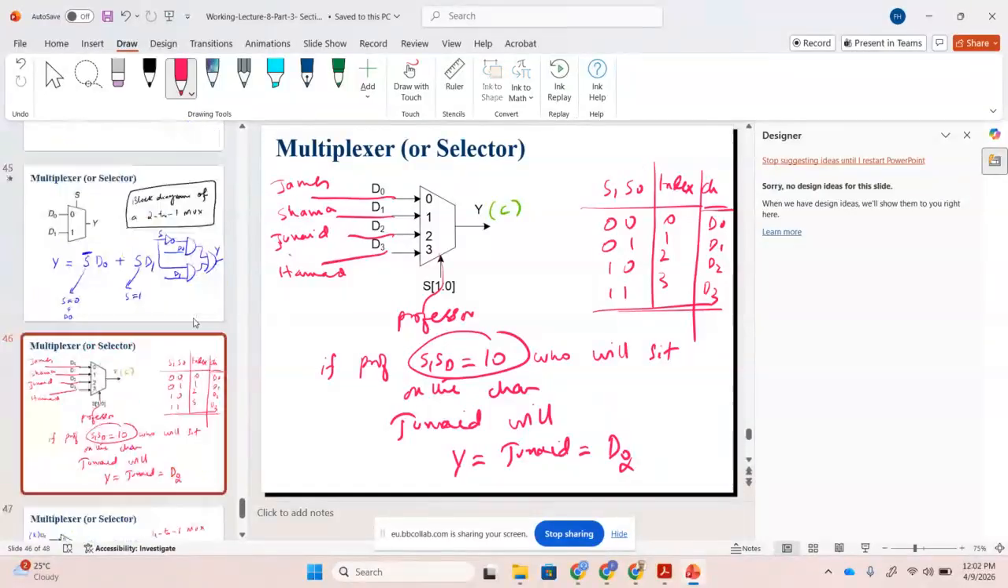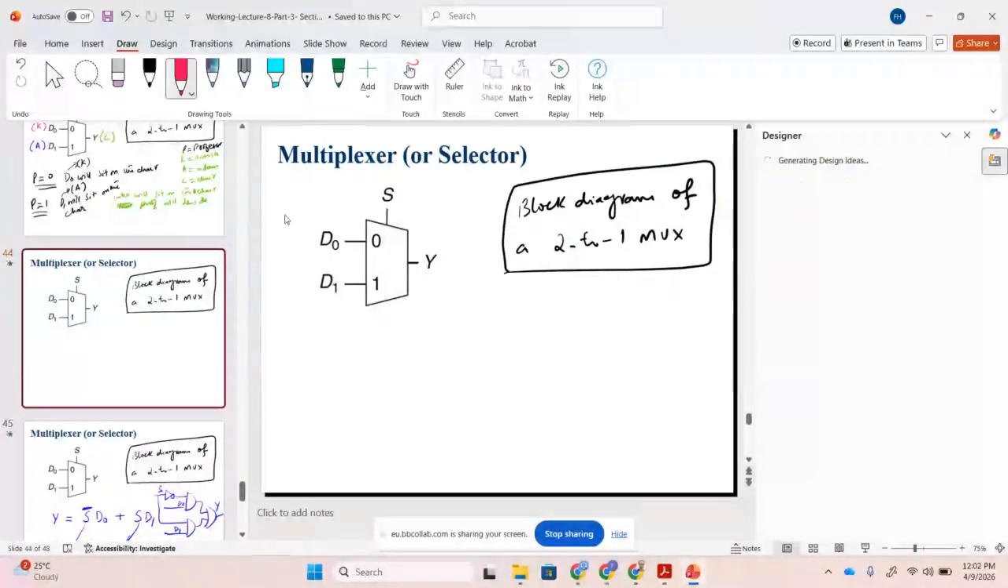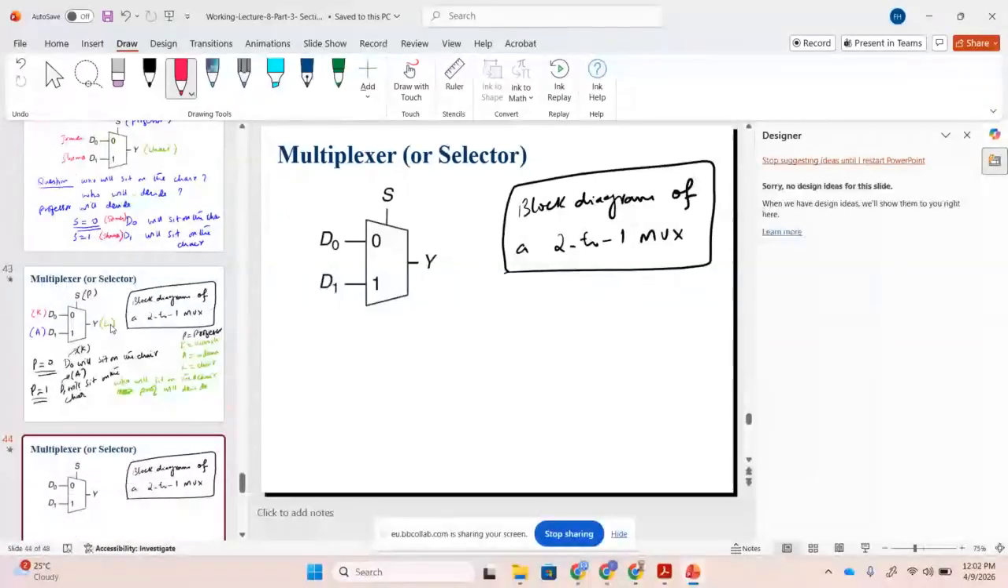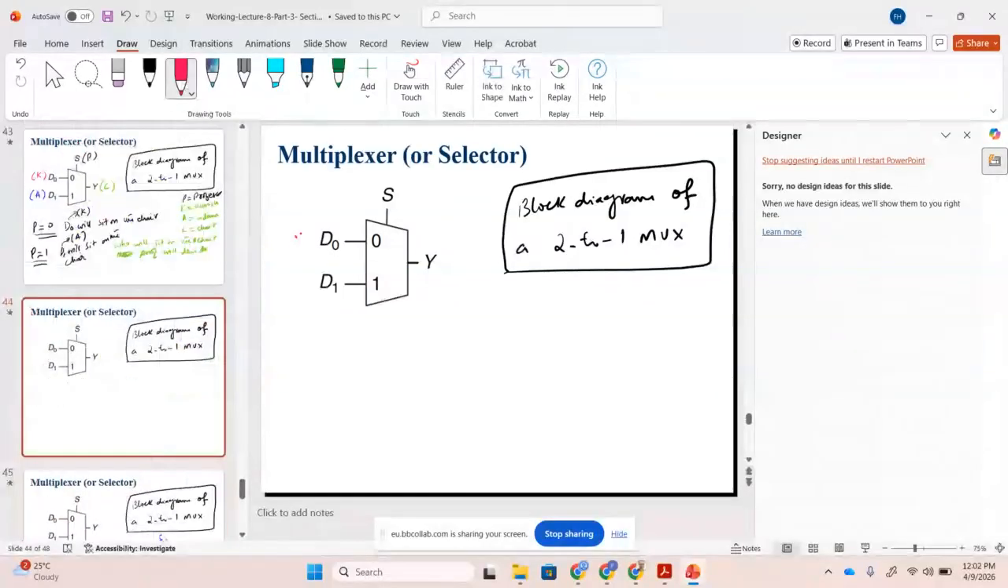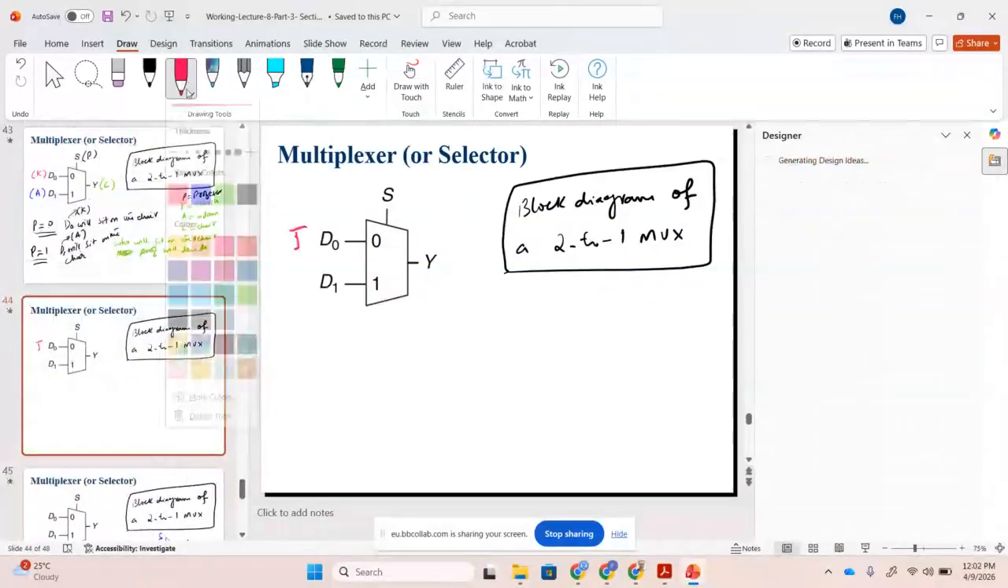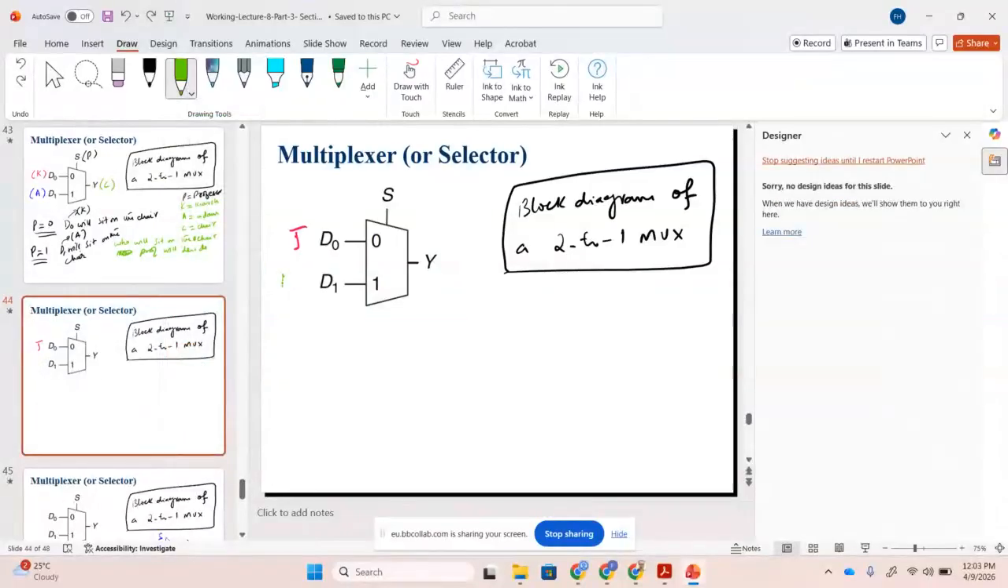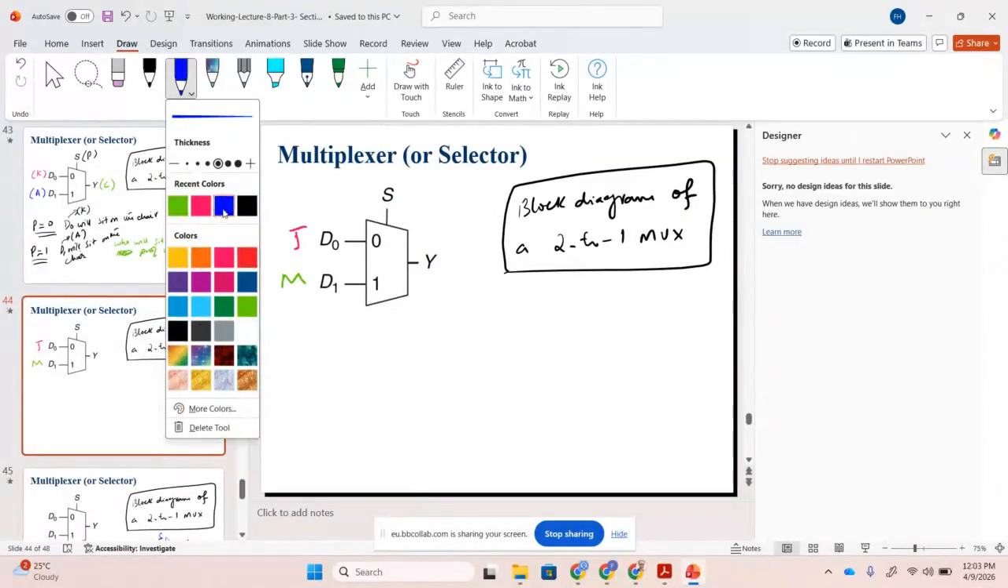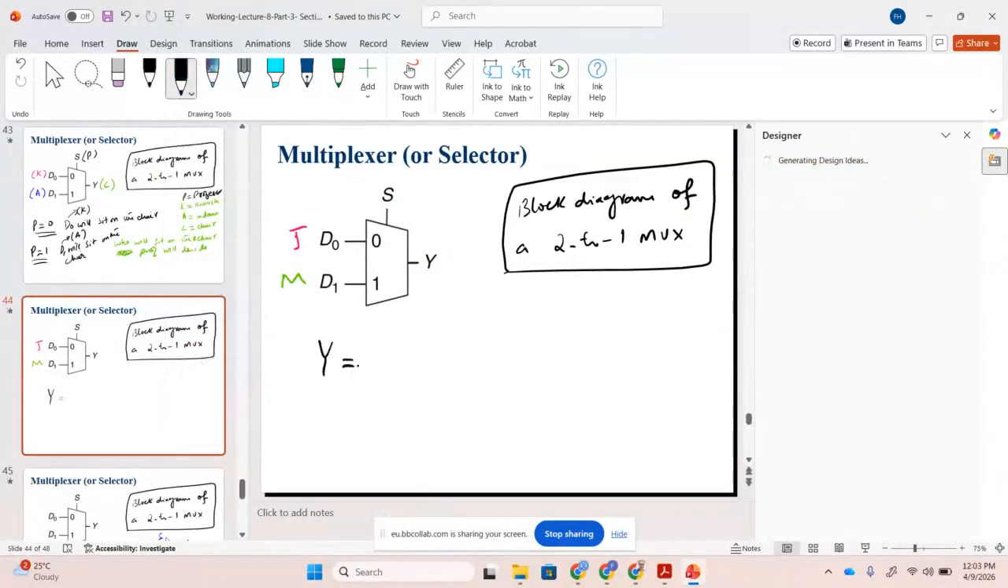Okay, now how can we design a multiplexer? This is the block diagram of a 2 to 1 multiplexer. In this example, since there were two students, James and Shama, I call this J. So James is J and Shama is S. Okay, Shama, I can call it M, because there is S here. So M is Shama, and this S is actually the professor. And now my output is Y. So what will be the value of Y? There are two possibilities for S: S will be 0 or S is equal to 1.